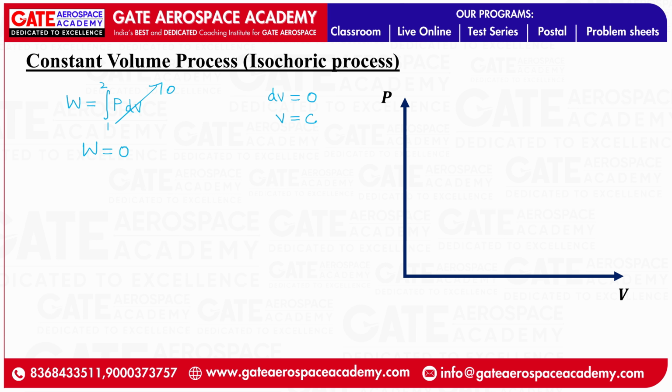right? How will the line look on the pressure volume plane? It will be a vertical line such that volume remains constant and pressure will change. It will be like this. So there is no area under this, right? So that's why work done will be 0. Displacement work done will be 0 for constant volume process, isochoric process. Correct?